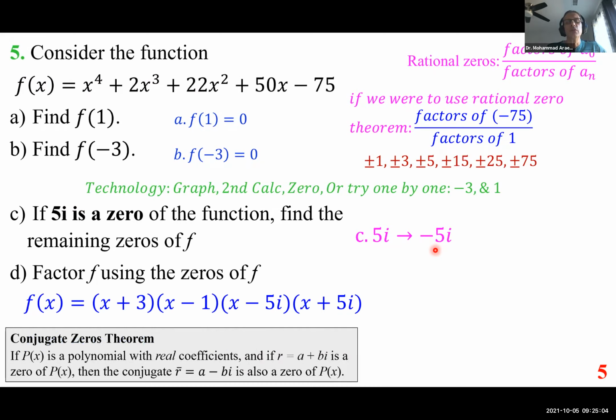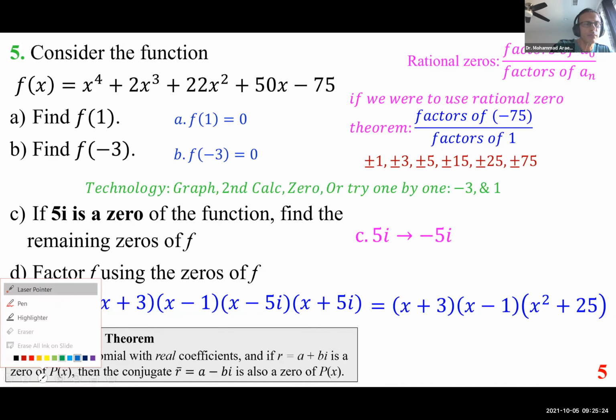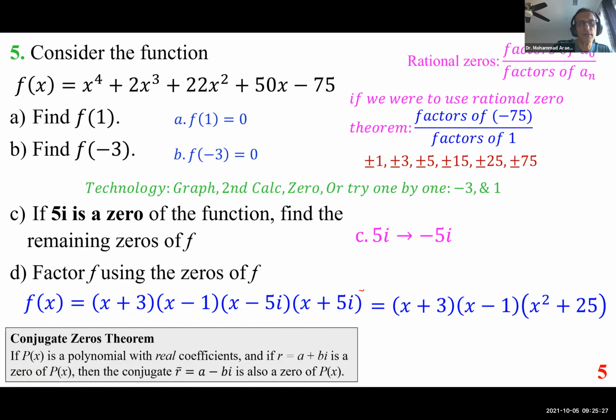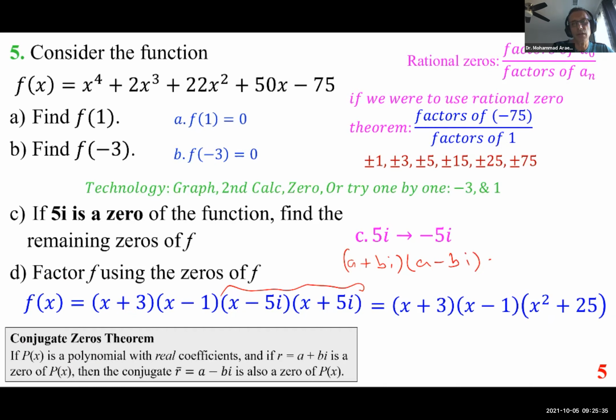Now, again, if you were to multiply them through, and we're not going to do that, first you would really do this too. I hope you remember a minus bi times a plus bi gives you a squared plus b squared. I've shown you that before. And so we get x squared plus 25. In other words, this comes from the fact that a plus bi times a minus bi, the product is a squared plus b squared.